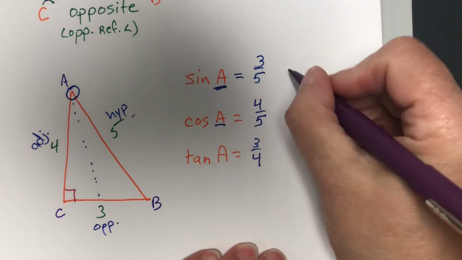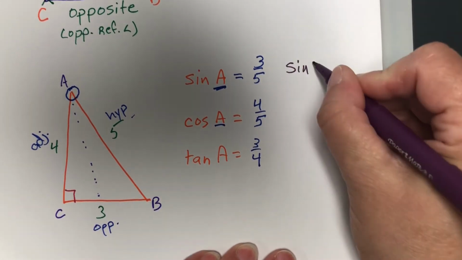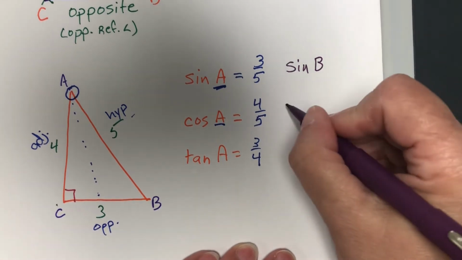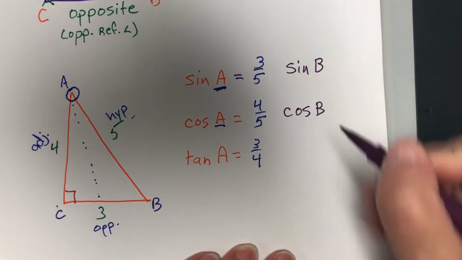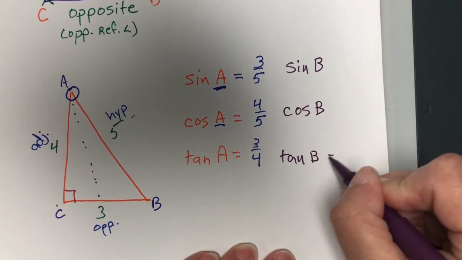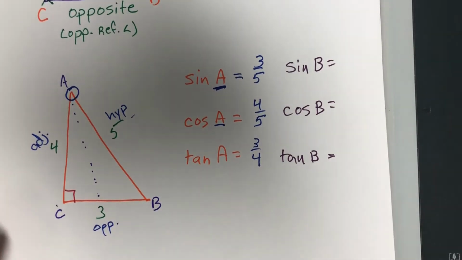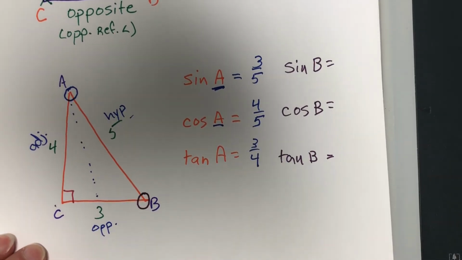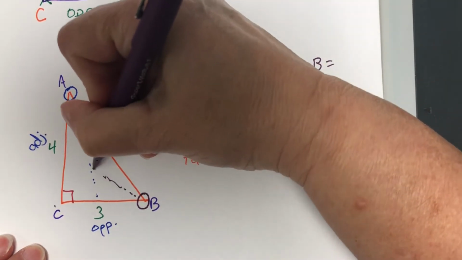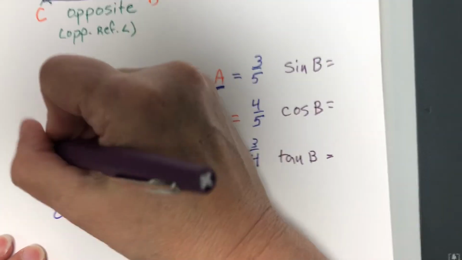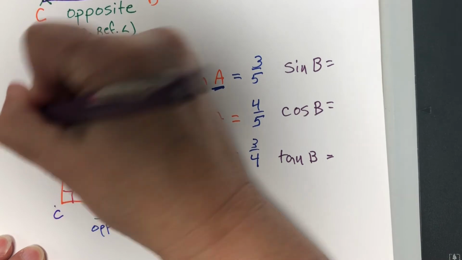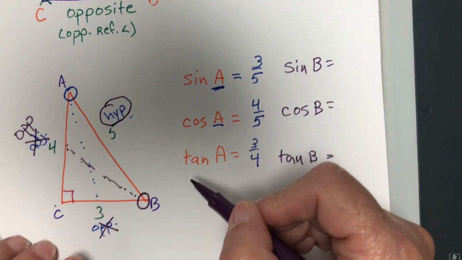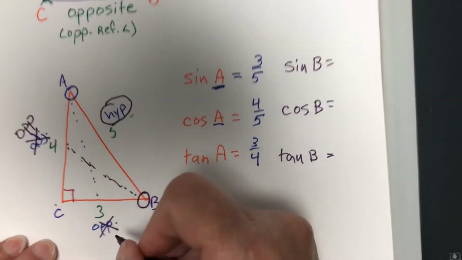All right, now, what if I switch reference angles? Suppose I want sine of B. Remember, reference angle has to be one of the acute angles. C cannot be a reference angle. Cosine of B and tangent of B. Okay, what happens is I have to relabel my sides. B is now my reference angle. So the side opposite B is 4. This is now my opposite side. Hypotenuse is always hypotenuse. This is still my hypotenuse. Okay. The 3 is now my adjacent.